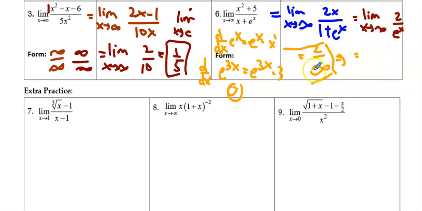What is this approaching? The denominator is getting exponentially bigger. So what can you guys say about 1 over 10, 1 over 100, 1 over 1,000, 1 over 1,000,000? What is this approaching? Approaching 0. It's approaching 0.